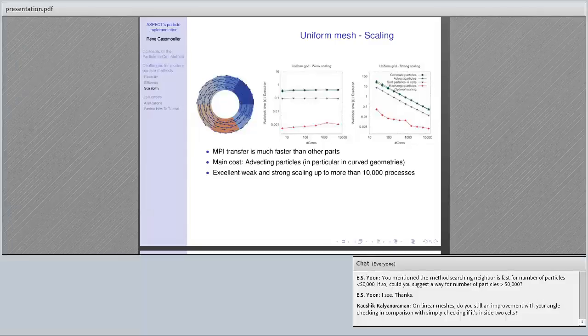The red line to the bottom is the time that we spend in the MPI transfer of particles between domains. That doesn't scale perfectly, but on the other hand, it's orders of magnitude faster than all of the other parts of the algorithm, so we don't worry too much about that.